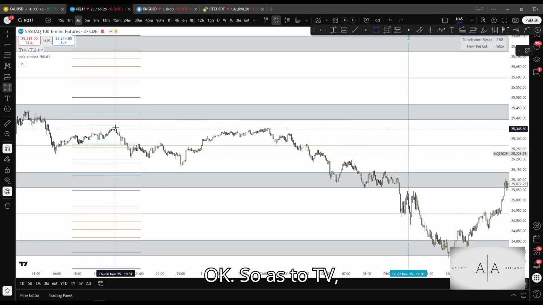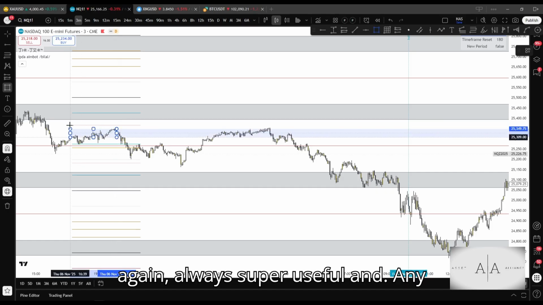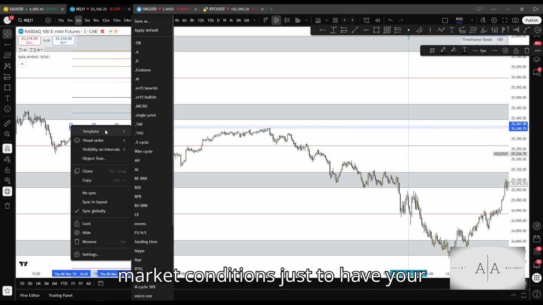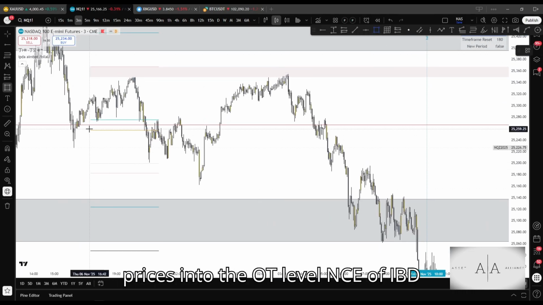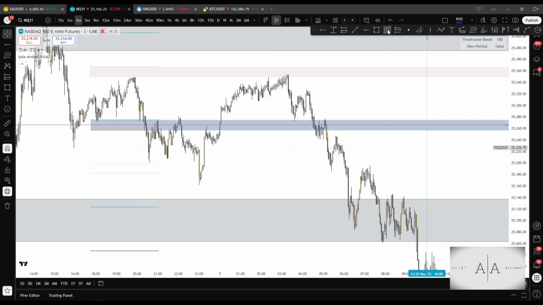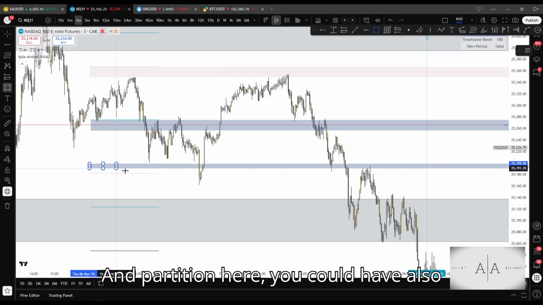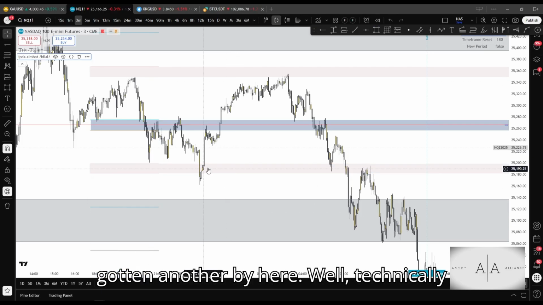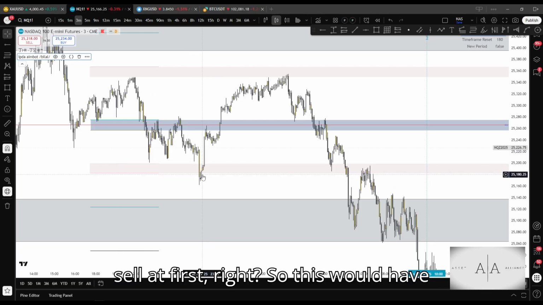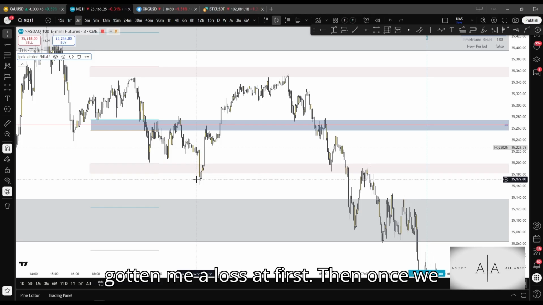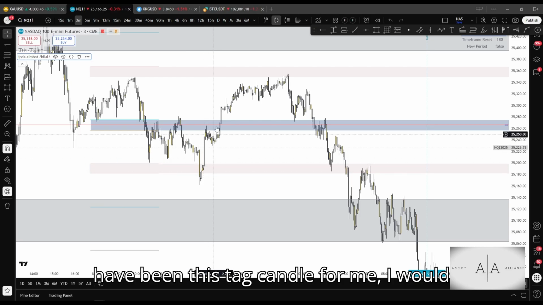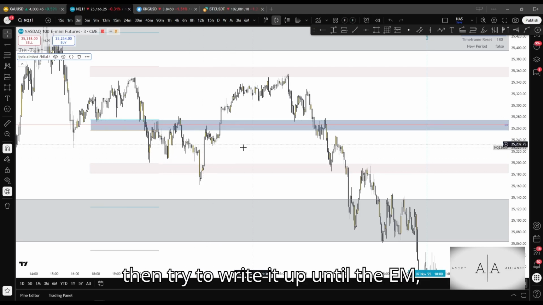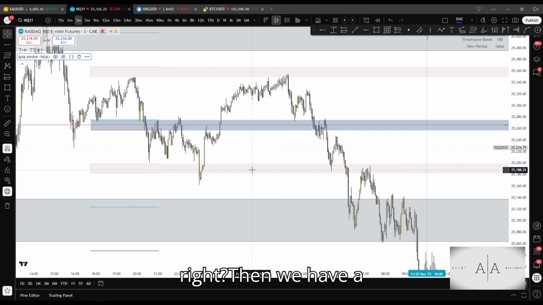Okay. So OSTDV again, always super useful in any market conditions, just to have your general idea of your bias. So M partition reaction here for lower prices into the OTE level and CE of IPDA Aimbot. M partition here. You could have also gotten another buy here. Well, technically sell at first, right? So this would have gotten me a loss at first. Then once we close back into the range, which would have been this tag candle for me, I would have been bullish up until that OTE level, and then try to ride it up until the M, right?